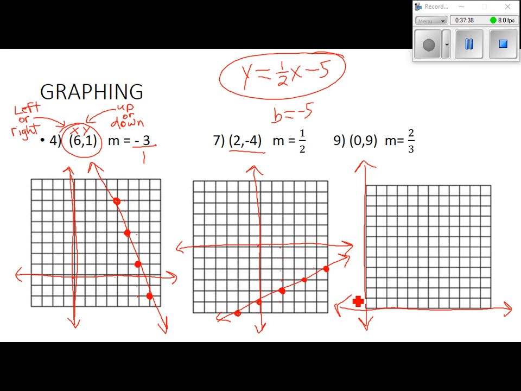Over 0, and up 9. So we go left to right how much? 0. And then up 9. 1, 2, 3, 4, 5, 6, 7, 8, 9. What's special about that point right there? It is the y-intercept. So when we see something like this, with our x being 0 and this number, that tells you the y-intercept.